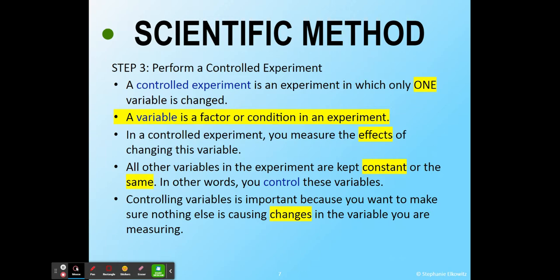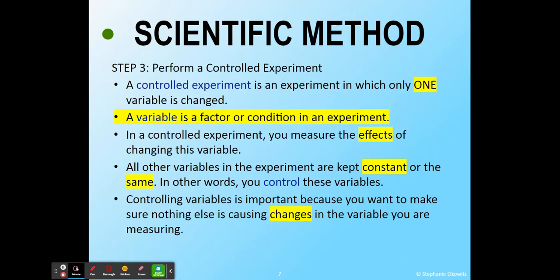So in a controlled experiment, you measure the effects of changing this variable. You would go ahead every day and maybe measure the difference between the two plants. That would be the data that you would be taking. All other variables in our experiments are kept constant, or the same, right? So again, they would get the same amount of sunlight, the same amount of water at the same time every day. These are things that we're controlling. They're staying the same between both versions of our experiment.